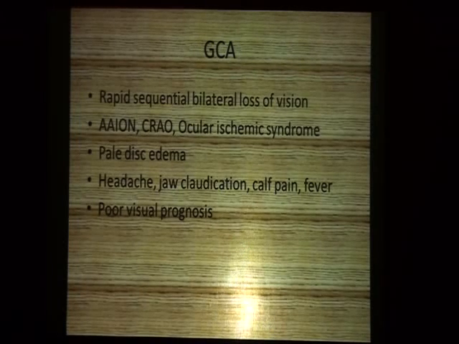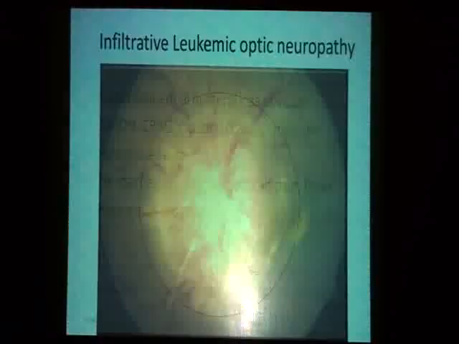So there is rapid sequential bilateral loss of vision in giant cell arteritis, anterior ischemic optic neuropathy, CRAO, ocular ischemic syndrome, all of these in one and then both eyes. It is a pale disc edema. There is usually an associated history of headache, jaw claudication, calf pain or fever, and usually elderly with a poor visual prognosis. If you detect it in time in one eye, you should start steroids immediately, and the steroid course has to be prolonged till the ESR comes down to a normal range and stays like that for a few months. The patient would require steroids.